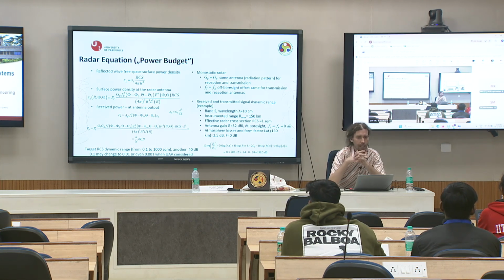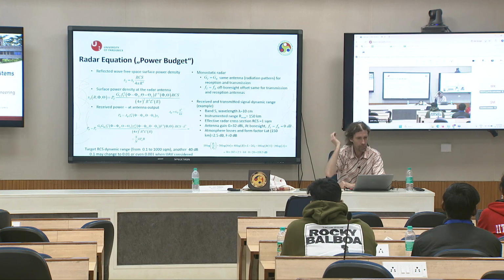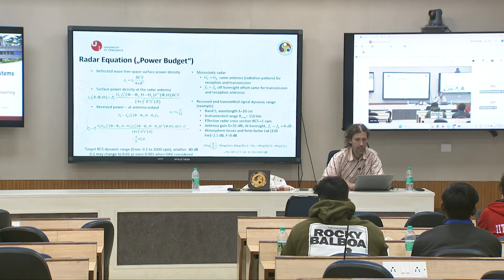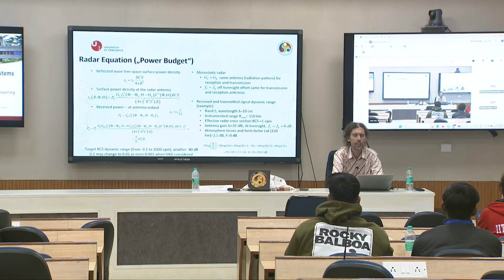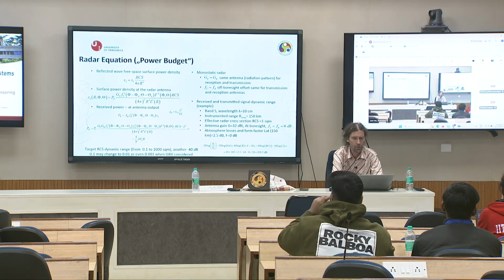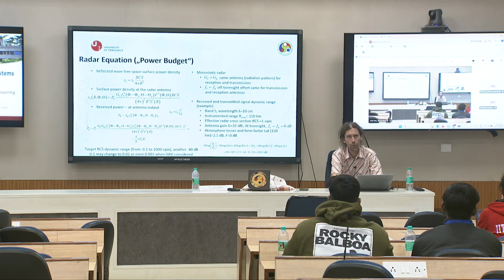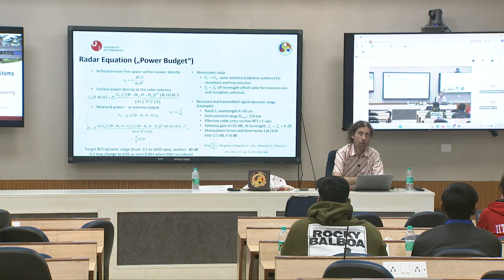What is interesting in the denominator is 4 pi up to 3, R up to 4, and capital L squared. And what is this? It is losses. It is a lot of different kinds of losses. You can have atmospheric loss, loss of polarization, loss of free space, and I can continue so on.